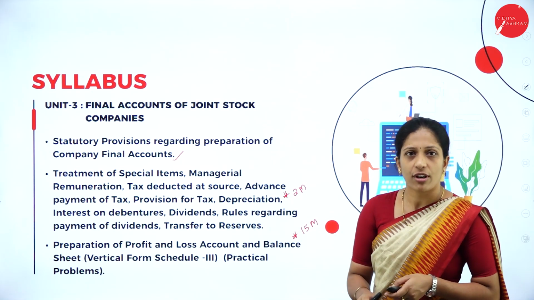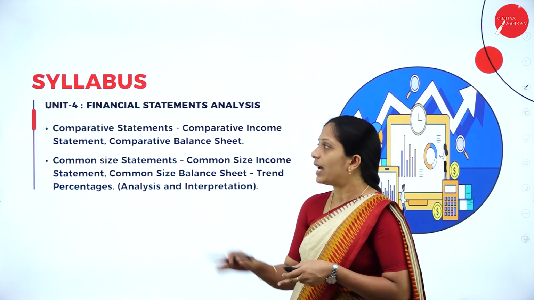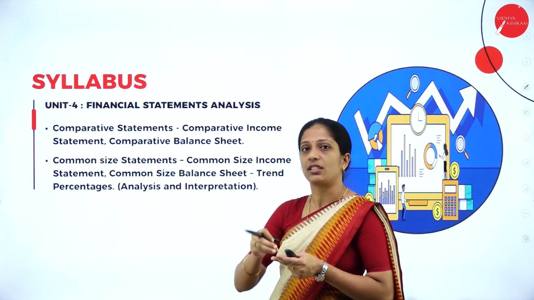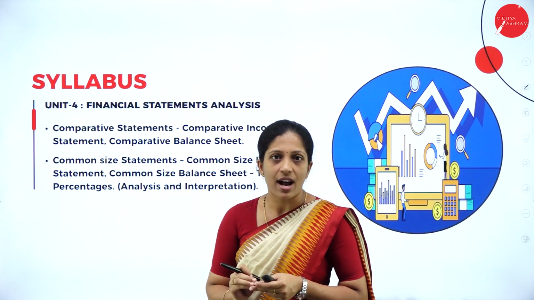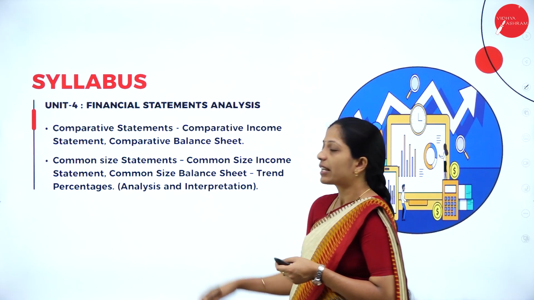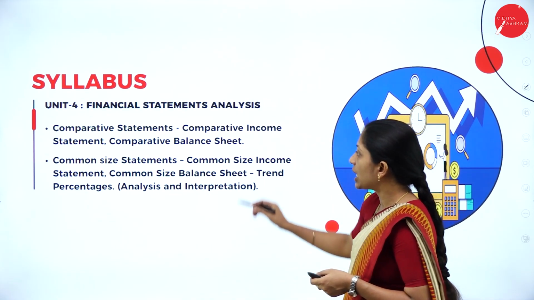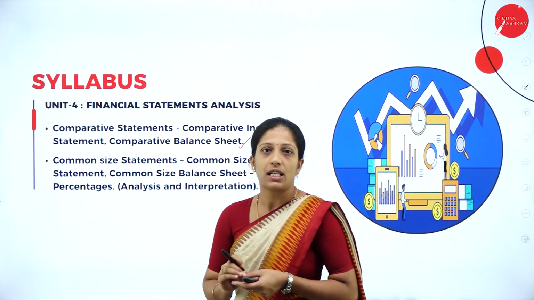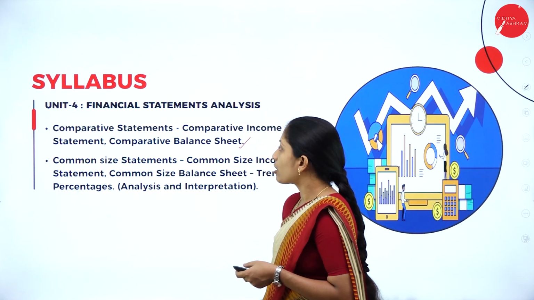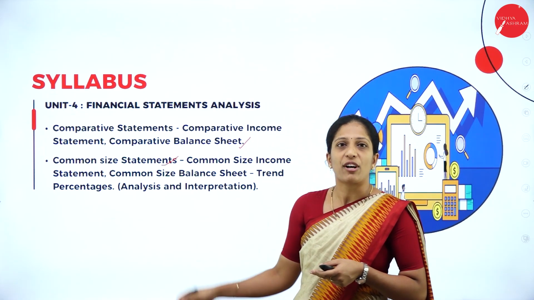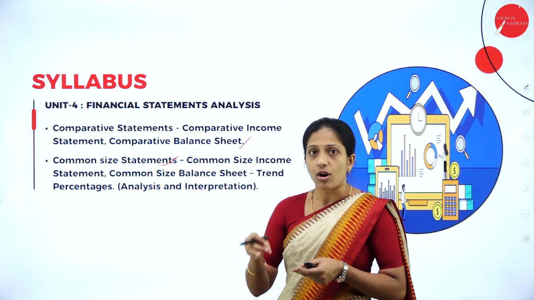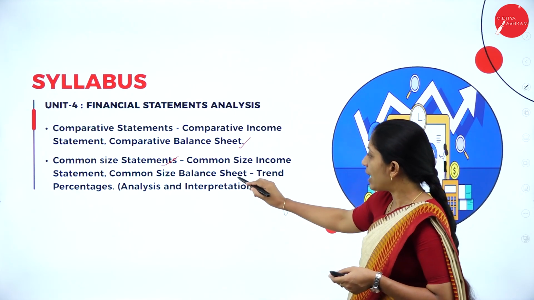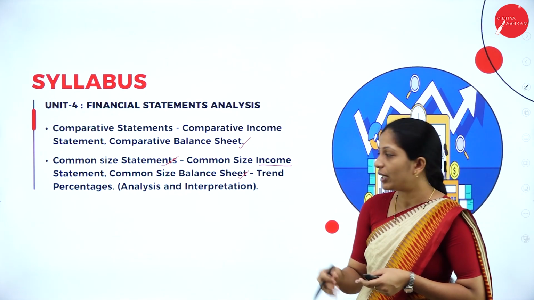So hope you are clear about your third unit. Now coming to your fourth one, financial statement analysis. You already know about it because you have learnt it in your second PUC, but this is a quite advanced version. Next, you are going to learn about comparative statements: comparative income statement and comparative balance sheet. Next, common size statement. Under common size statement also you have common size statement of profit and loss and common size balance sheet. Income statement means statement of profit and loss.